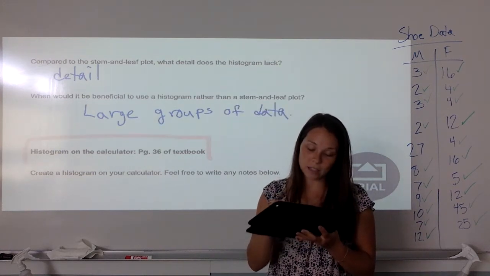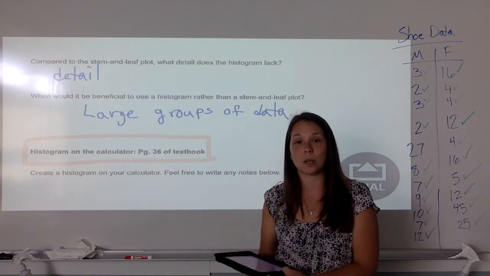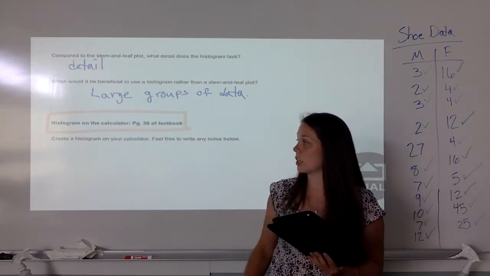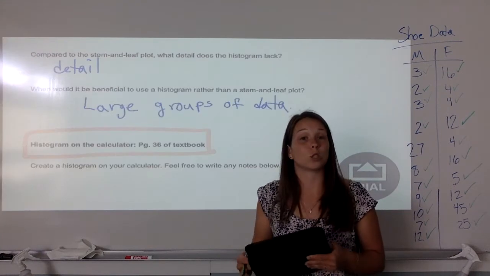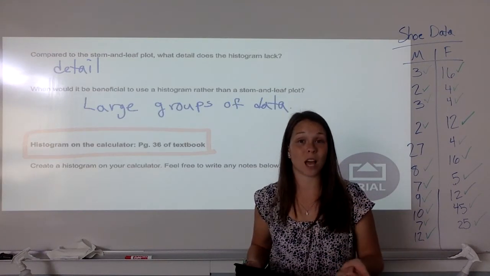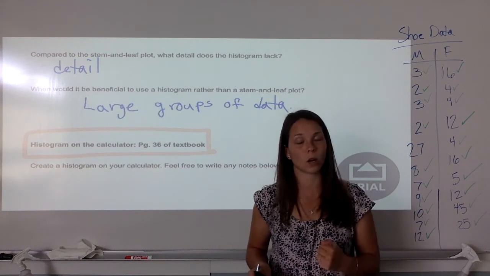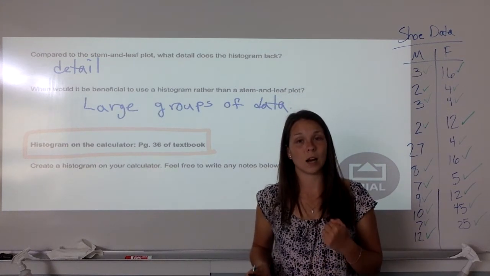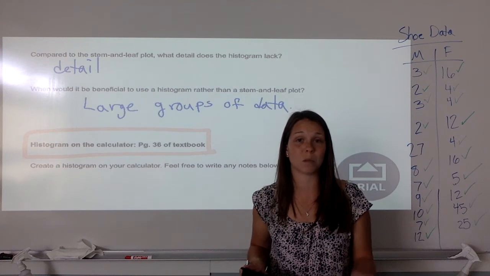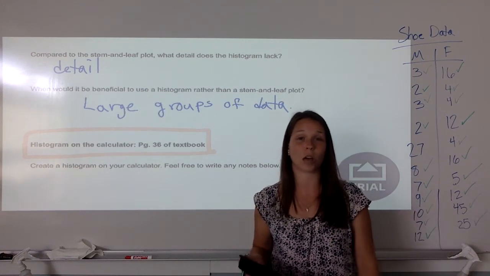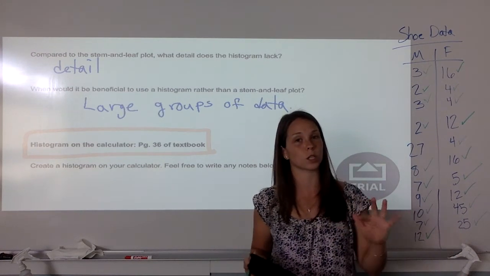Where you can find how to create a histogram on the calculator is here. It's on page 36 of the textbook. I strongly recommend that you figure out how to do that. It's going to save you a lot of time on the AP exam. You should not be creating histograms by hand, especially if it's a multiple choice problem. It's going to be way easier to create it on your calculator and quickly pick which histogram is the correct one.